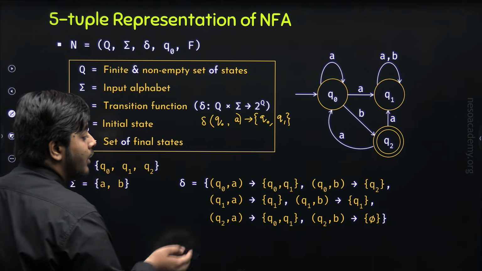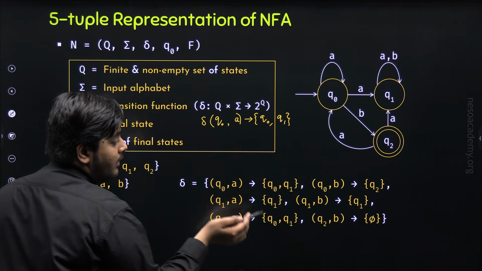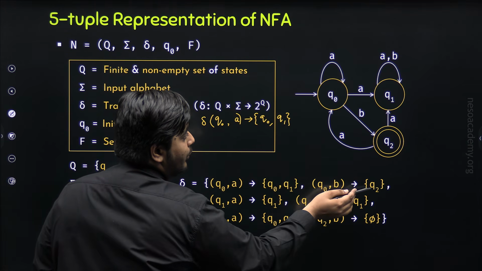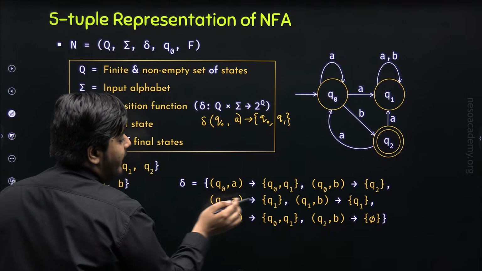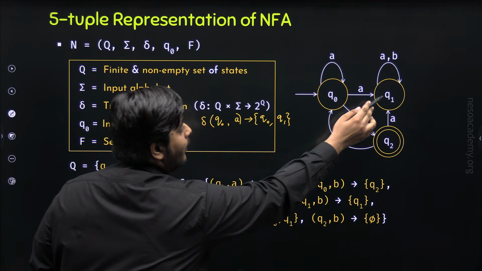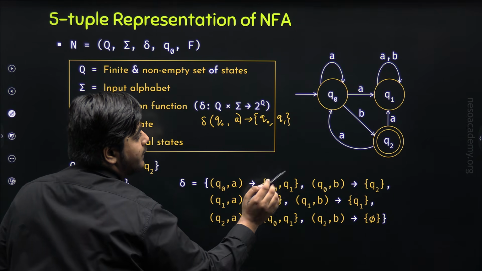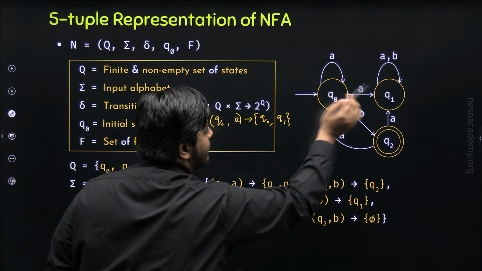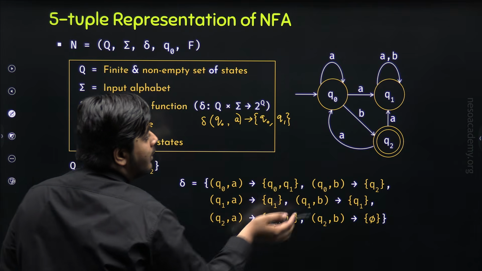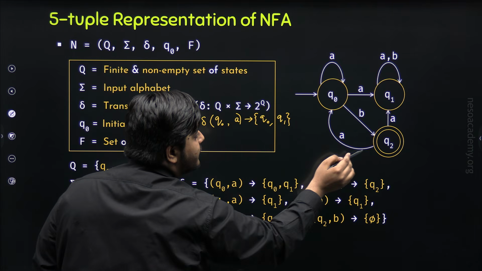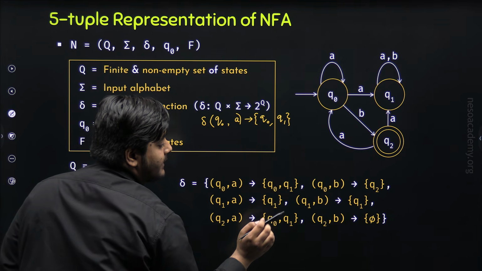Here you can see Q0 on A gives Q0 and Q1, which you have already seen. Q0 on B gives Q2. Q1 on A gives Q1. And Q1 on B also gives Q1. Q2 on A gives Q0 as well as Q1. Q2 on B gives a null set.